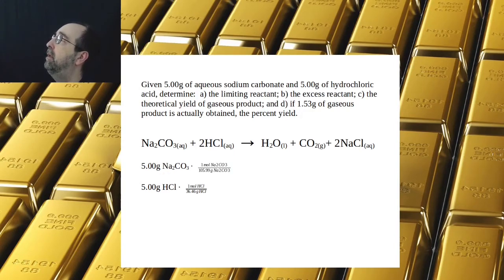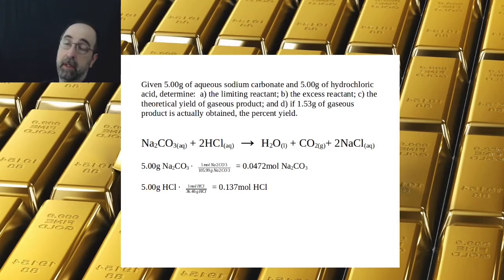When you do that, you will get the results that I'm about to plug in here. On the first line, we cancel grams of sodium carbonate on the bottom and come up with moles of sodium carbonate on the top. So this is just a conversion from grams to moles. On the second line, we also convert grams of hydrogen chloride into moles of hydrogen chloride. And we can run those through a calculator and get some results there. 0.0472 moles of sodium carbonate was given to us in the problem. And 0.137 moles of hydrogen chloride or hydrochloric acid was given to us.